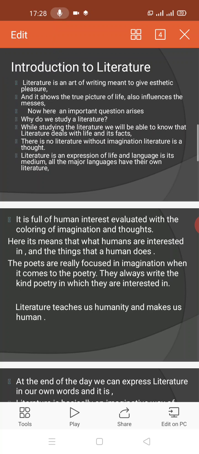Number 1, Introduction to Literature. Literature is an art of writing meant to give aesthetic flair, and it shows the true picture of life, also influences the masses. Now here an important question arises: why do we study literature? While studying literature, we will be able to know that literature deals with life and its facts.